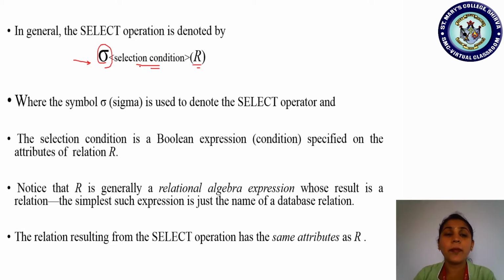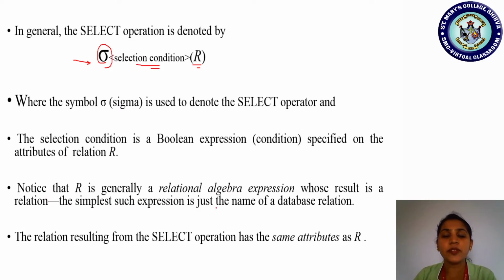DNO, that is department number, is an attribute of which relation? Employee relation. Like this, equal to 4. And salary is an attribute of the employee relation. Salary greater than or less than, whatever we specify, these are the boolean expression conditions. Notice that R is generally a relational algebra expression whose result is a relation.